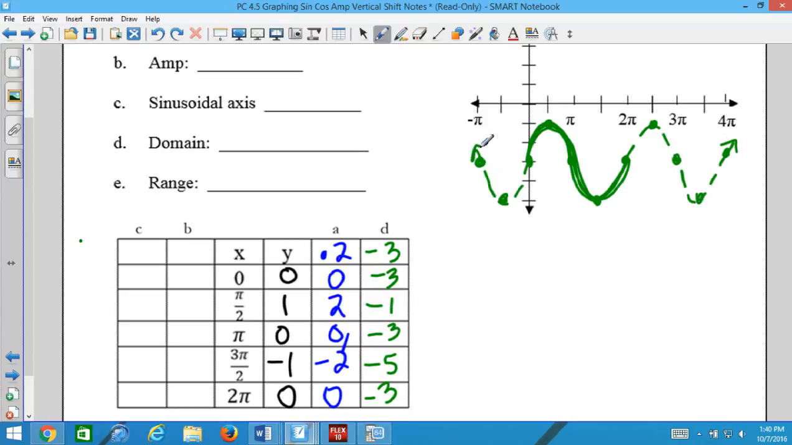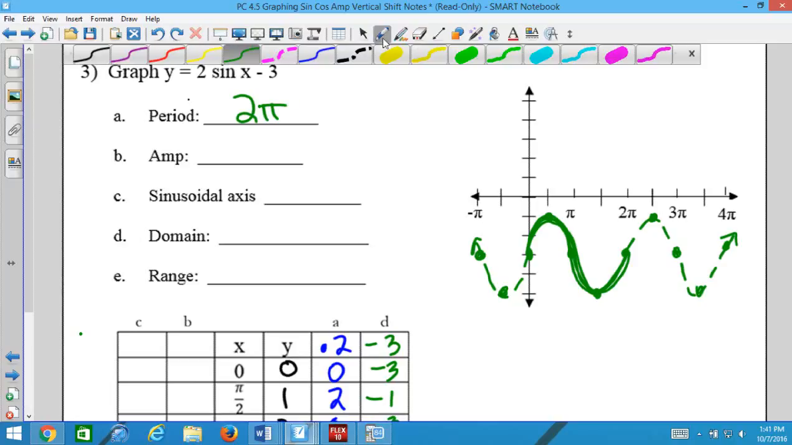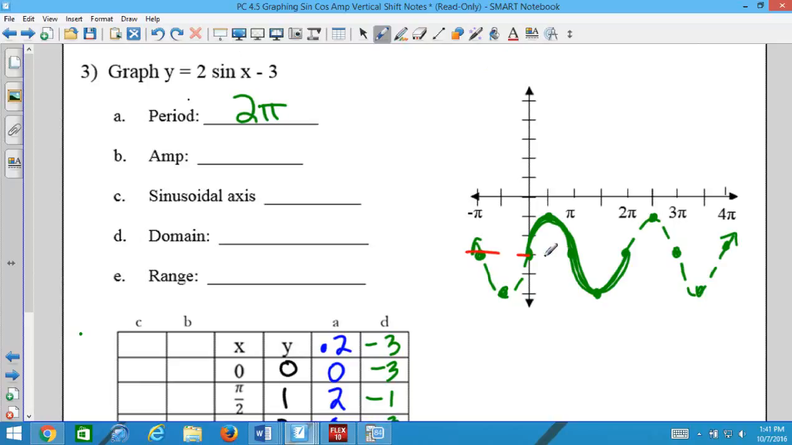Okay, so my graph. I'm going to go ahead and fill out my information from that. Our period is 2 pi. We won't have any other answer for the period. That's just like how, from start to finish, how long is one cycle? It goes from 0 to 2 pi. That's 2 pi long. Amplitude, how far above and below the center does it go? By the way, it's the A value. 2. The sinusoidal axis is where is that center line now located? Since I shifted the whole thing down 3, it's y equals -3.